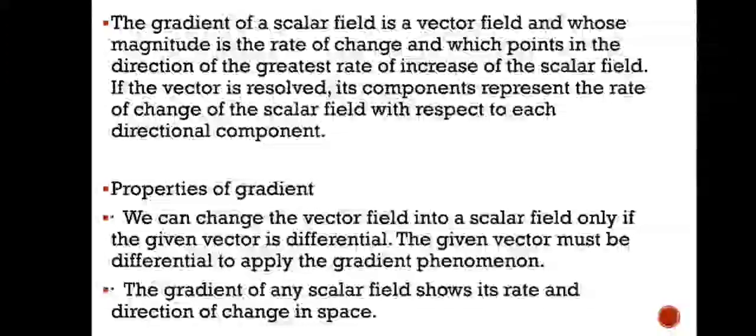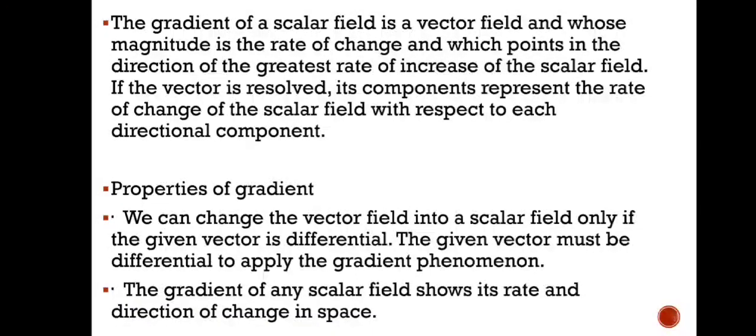If the vector is resolved, its components represent the rate of change of the scalar field with respect to each directional component. Let phi be a scalar or invariant. The covariant derivative is denoted by phi comma i, and is defined as the ordinary partial derivative of phi with regard to xi. Thus phi comma i is equal to del phi upon del xi. Del phi is equal to del f by del xi, which is equal to grad phi.